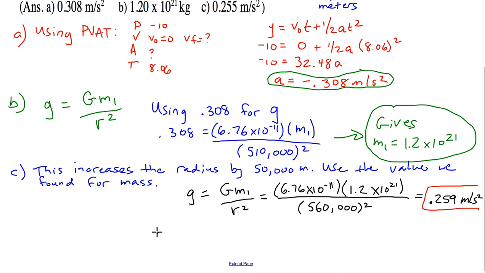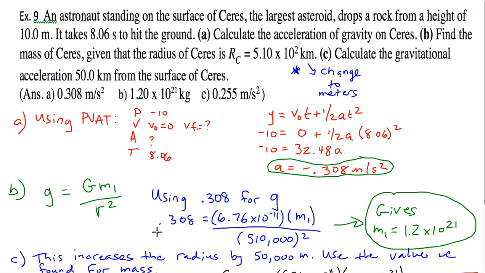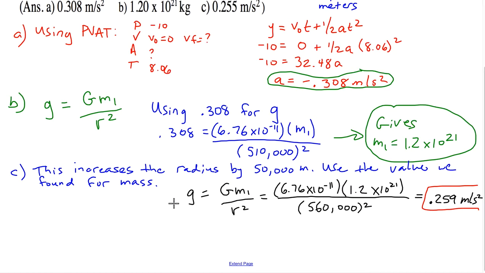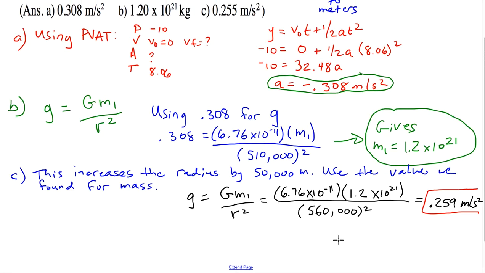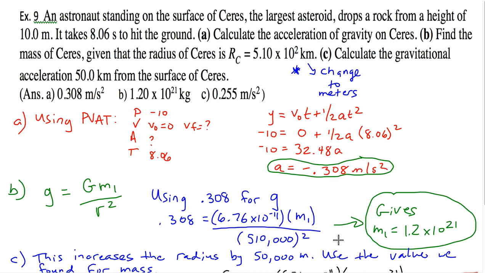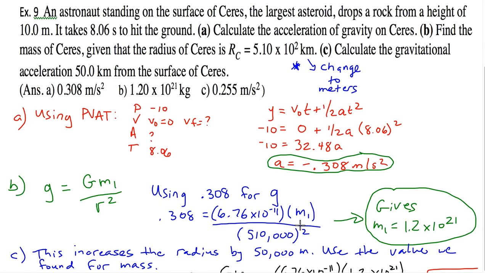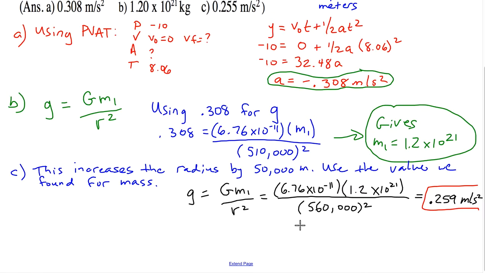Now, third thing we have to do. Calculate the gravitational acceleration 50 kilometers from the surface of Ceres. So again, what you're basically doing there is you're increasing the radius that you are away from the planet. So we simply add that number, 50 kilometers, which is 50,000, is it? Sorry, I keep going back and forth here. Yeah, okay. So this increases the radius by 50,000. And so I've simply taken 510,000, which is the radius of Ceres, and I've added the 50,000 onto it to give me 560,000, which again I have to remember to square.